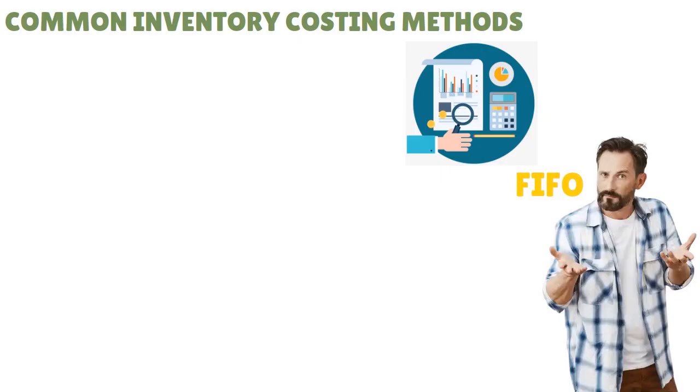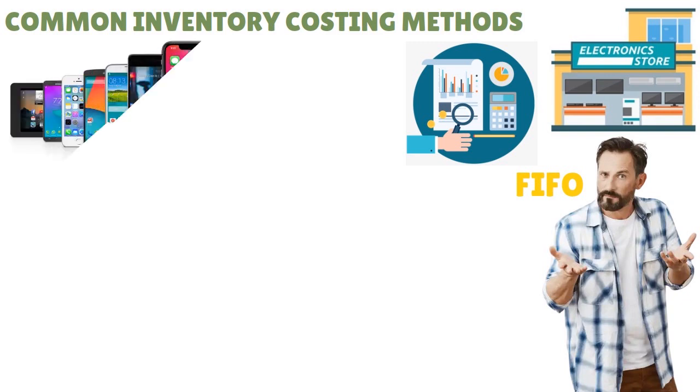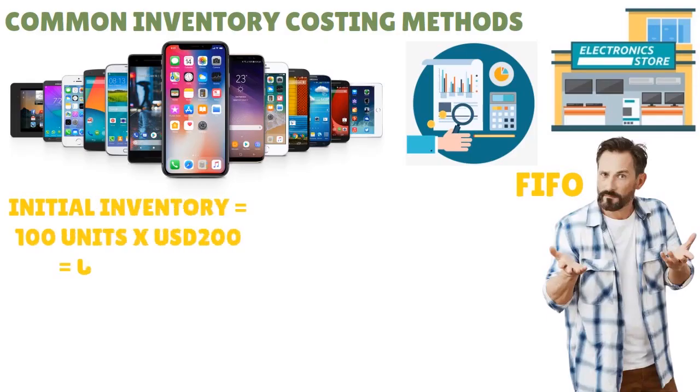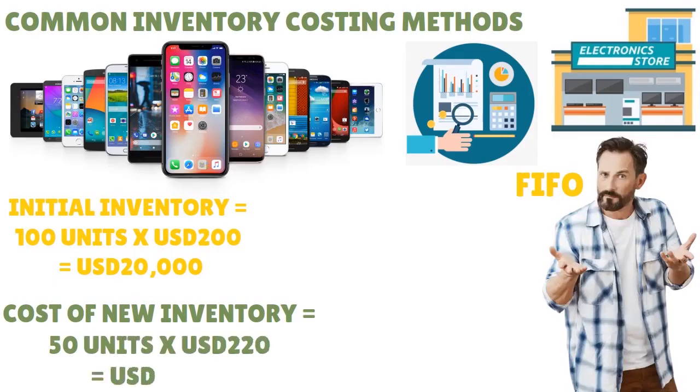Let me illustrate this with an example. I'm going to put this on the screen. An electronics store starts with an inventory of 100 smartphones at a cost of $200 each. So the initial inventory you can see on the screen equals 100 units times $200, that's $20,000. Let's say the store makes a subsequent purchase of 50 smartphones at a cost of $220 each. So the cost of new inventory is 50 units times 220, that's $11,000. The store then sells 120 smartphones.